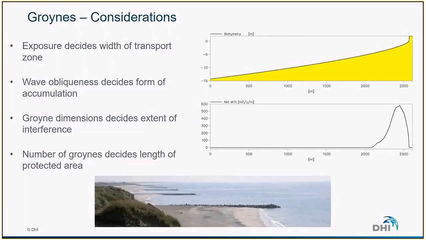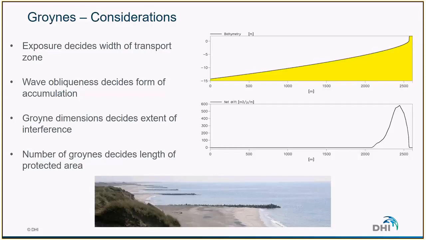When we want to design a groin, we have to look at the width of the littoral transport. Depending on the exposure of the coast to the forcing, waves and currents, the width of the littoral drift is defined. Then the obliqueness of the waves will decide the form of the accumulation, because if the groin is sufficiently long, the shoreline will tend to reach its equilibrium angle, which is, as we've seen in the Q alpha curve, defined by the wave angle.